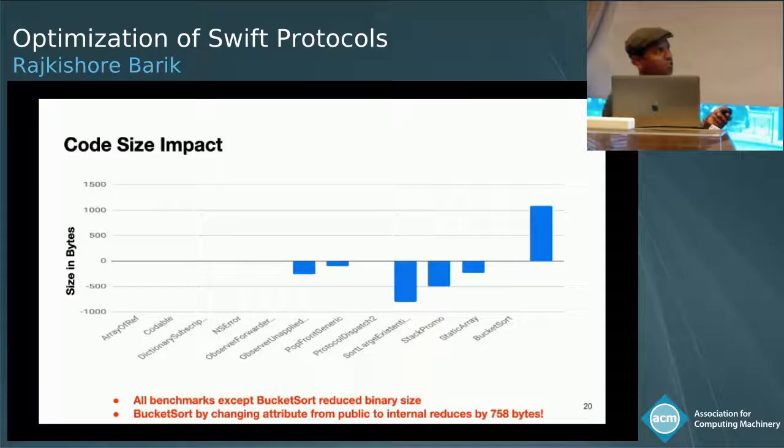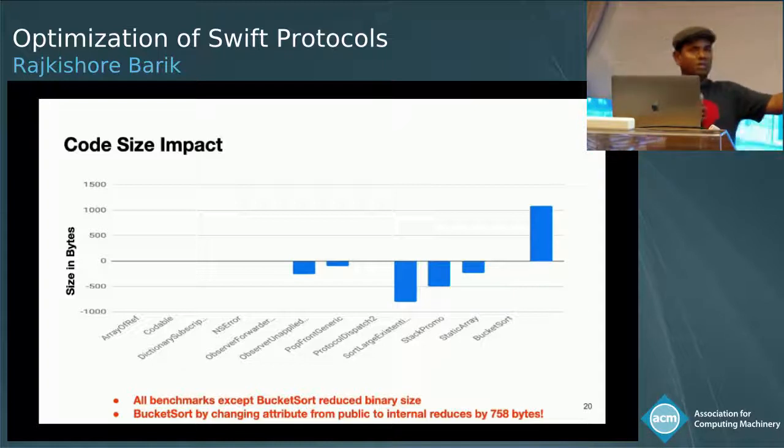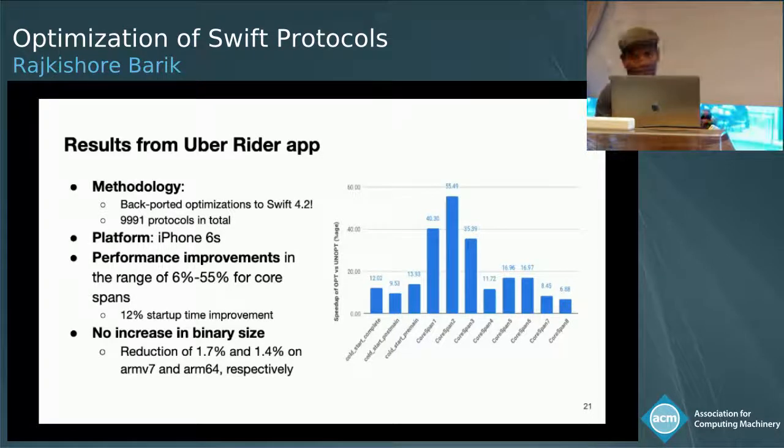Code size impact, this was one of the goals also. We did see for some of the benchmarks code size reduction, but for BucketSort we saw a code size increase, and that was because the BucketSort method which we were specializing was a public method, and its original generic version was retained in the code. So once you change the access level of the method, you will see a reduction in the code size.